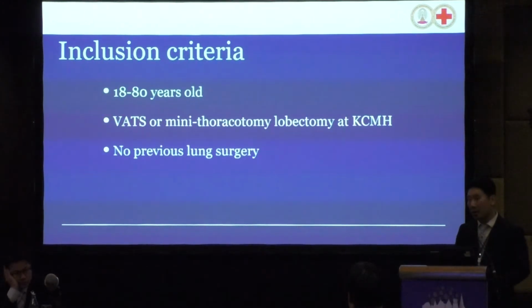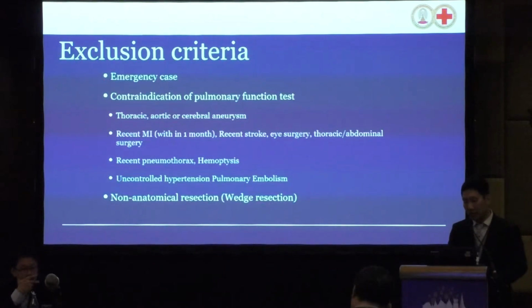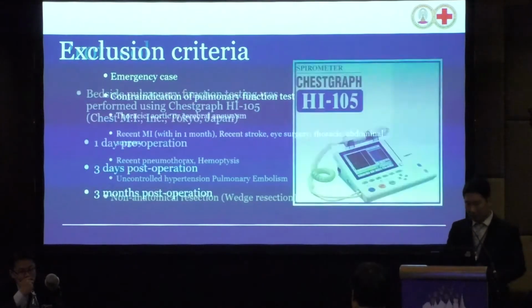For inclusion criteria, we include patients 18 to 80 years old undergoing VATS or mini-thoracotomy lobectomy who never had lung surgery before. Exclusion criteria are emergency cases and patients who are contraindicated to pulmonary function test, for example, thoracic aortic aneurysm, cerebral aneurysm, recent MI, recent stroke, or uncontrolled hypertension. Non-anatomical resection, for example wedge resection, was also excluded.